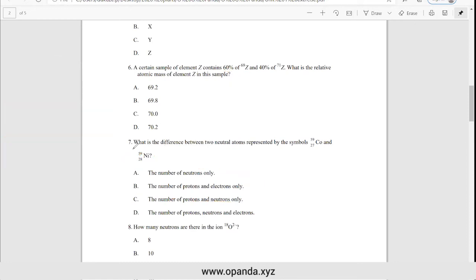Now we go to question number 7. Question number 7, we have, what is the difference between two neutral atoms represented by the symbol 59 27 Co and 59 28 Ni, nickel and cobalt? So what is the right answer? You have some seconds to think about it, and then you give your suggestions.